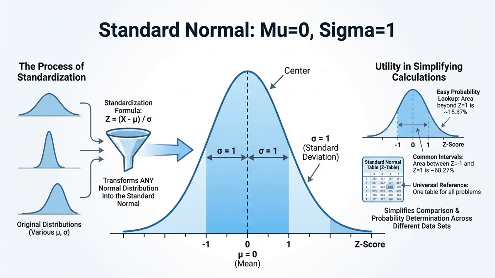Now, let's talk about the standard normal distribution. This is a special case where the mean, mu, is 0 and the standard deviation, sigma, is 1. Why do we care? Because it saves us a ton of work. Instead of integrating an infinite number of different normal distributions, we can use the standard normal distribution as a reference. I know it sounds abstract, but stick with me and I'll show you an example.